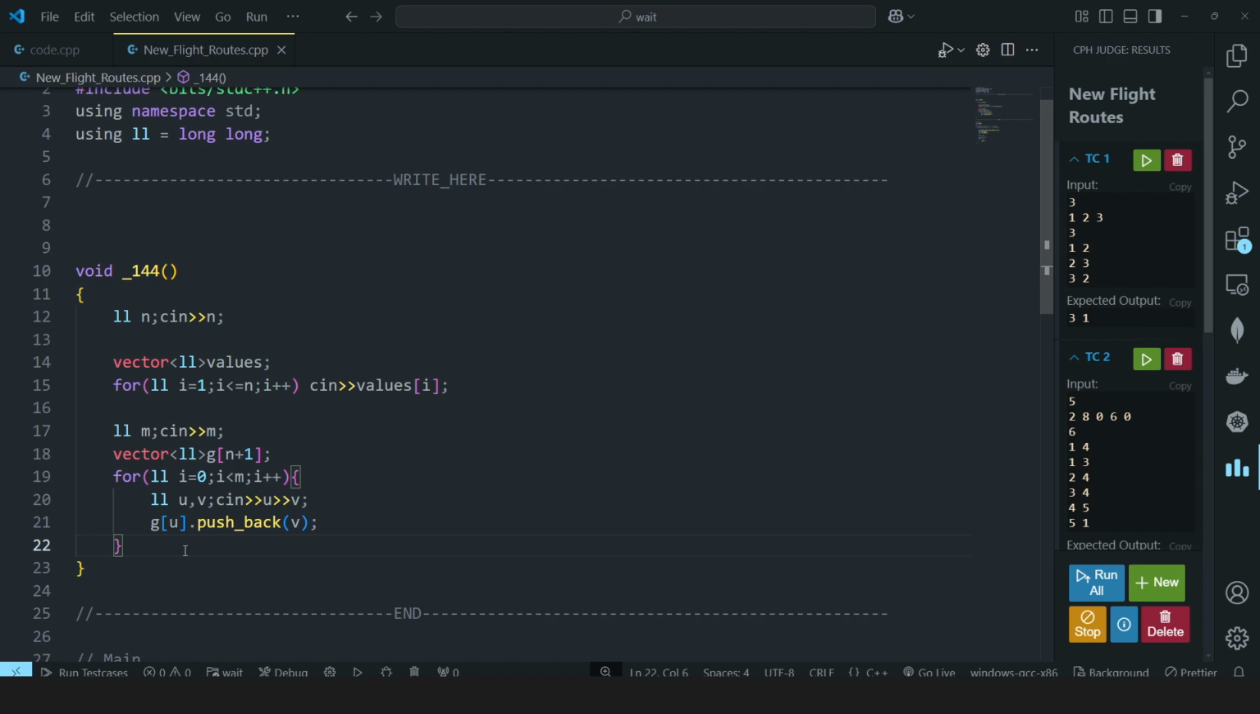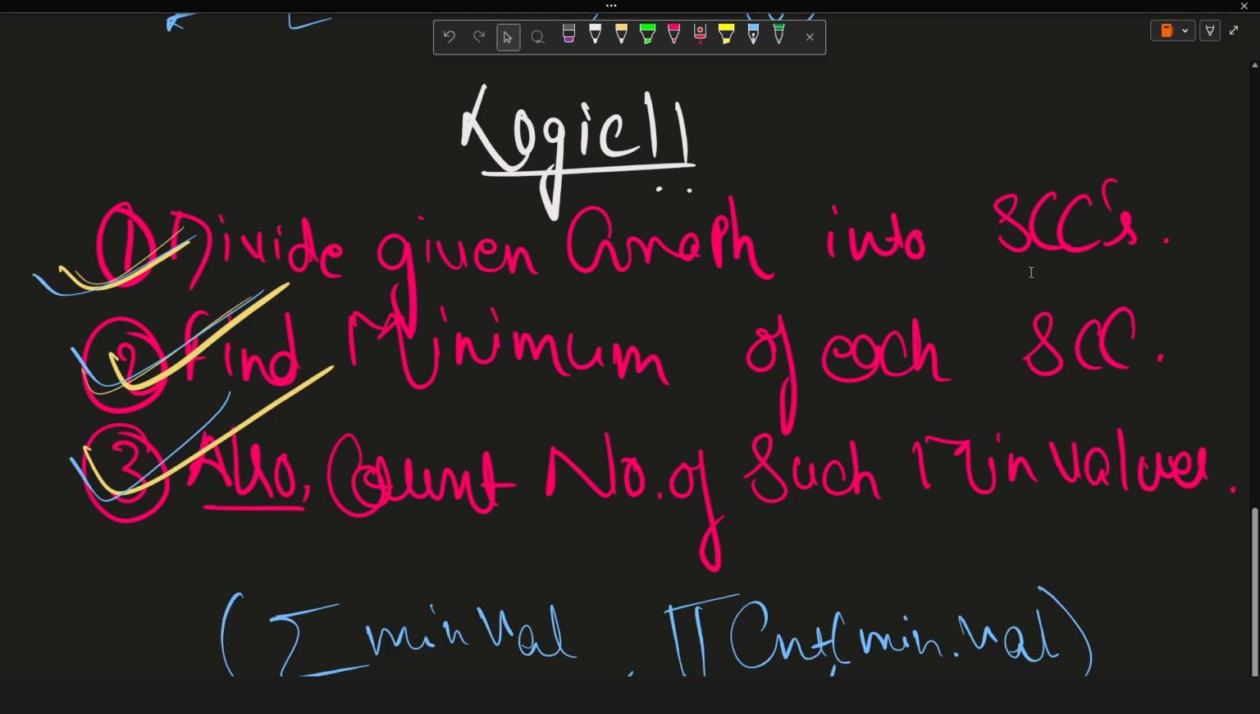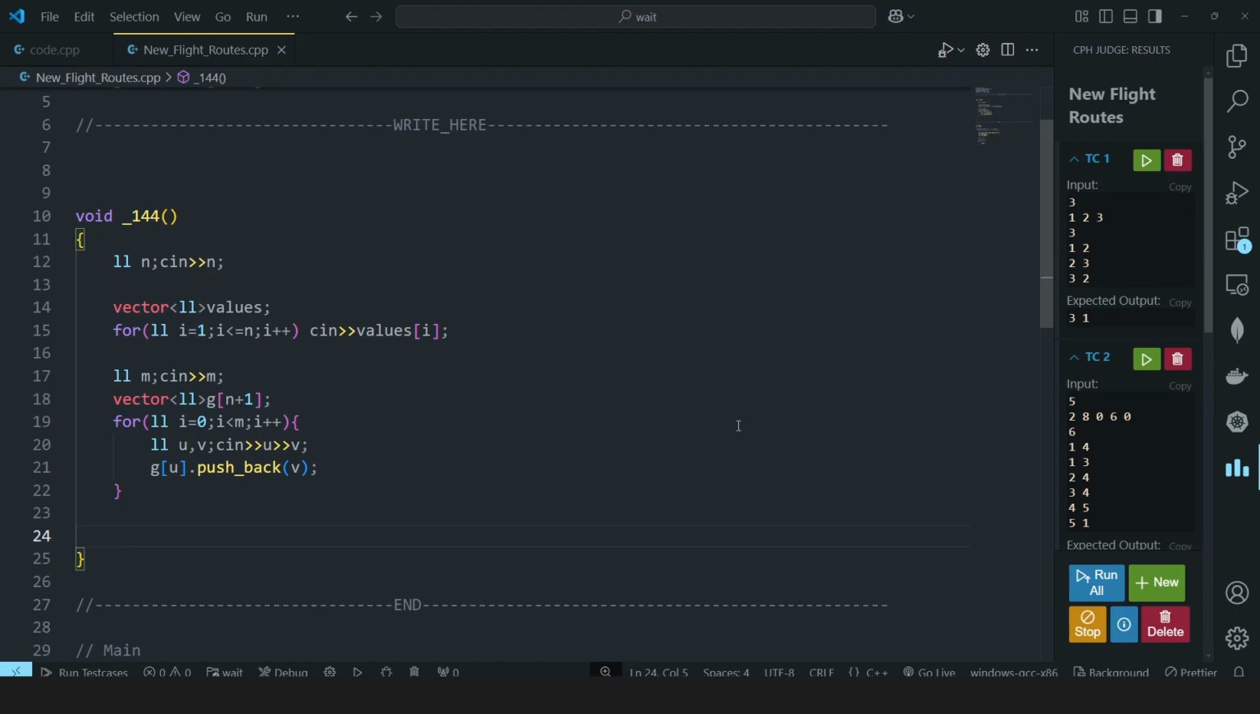And now after this, as I told you in the explanation, what we have to do is divide the graph into SCCs, right? So in order to do this, I'll be using Kosaraju's algorithm. If you remember, in Kosaraju's algorithm we first store the order of the nodes by their end time. And then I simply reverse the original graph and perform the DFS again, in the order of the elements at the top of the stack, those elements that finished first according to their end time. So the same thing I'll be doing here.